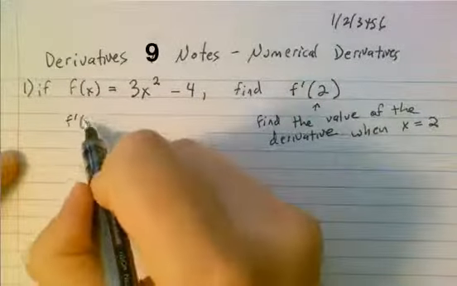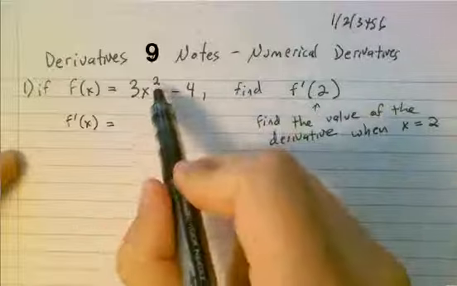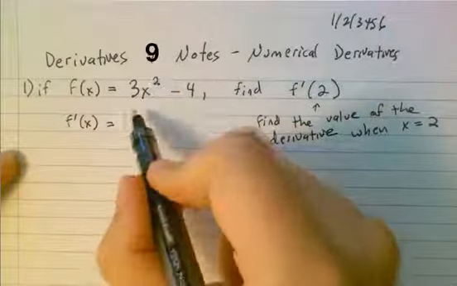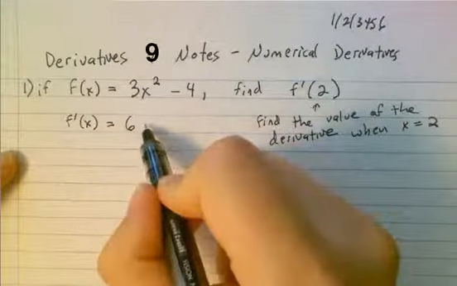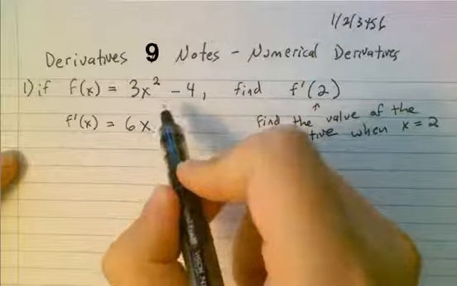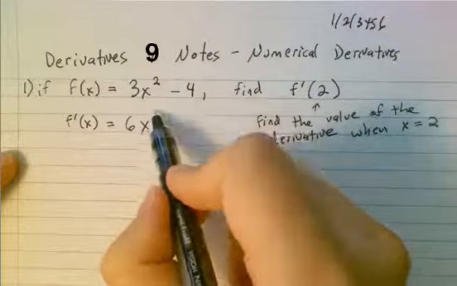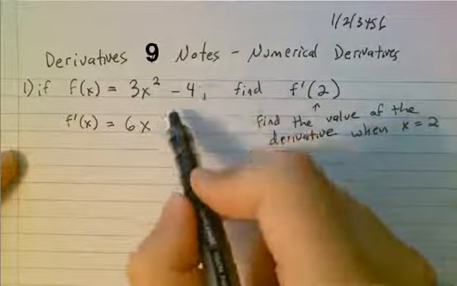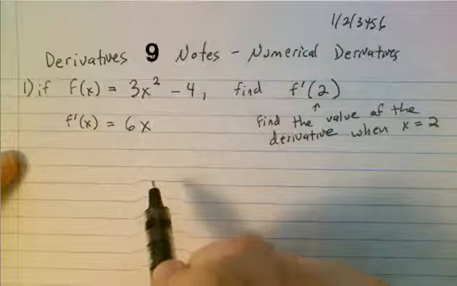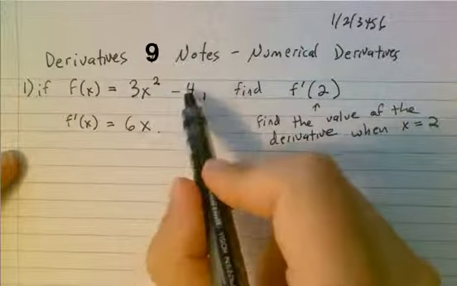So let's start by finding the derivative. This is a pretty basic one. We bring down the 2. 2 times 3 is 6. Subtract 1 from the exponent. 2 minus 1 is 1. That's an invisible 1 right there at 6x. The derivative of negative 4 is just a constant, so the derivative of a constant is 0.